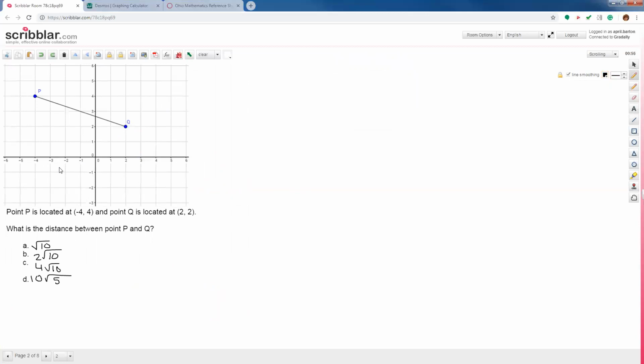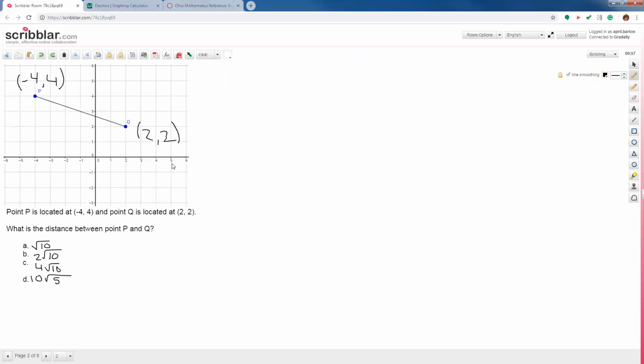Okay. So still in the coordinate plane. Like I said, today is all about the coordinate plane. Point P is located at negative 4, 4, so they actually give you the coordinate already. And Q is located at 2, 2. What is the distance between point P and Q?